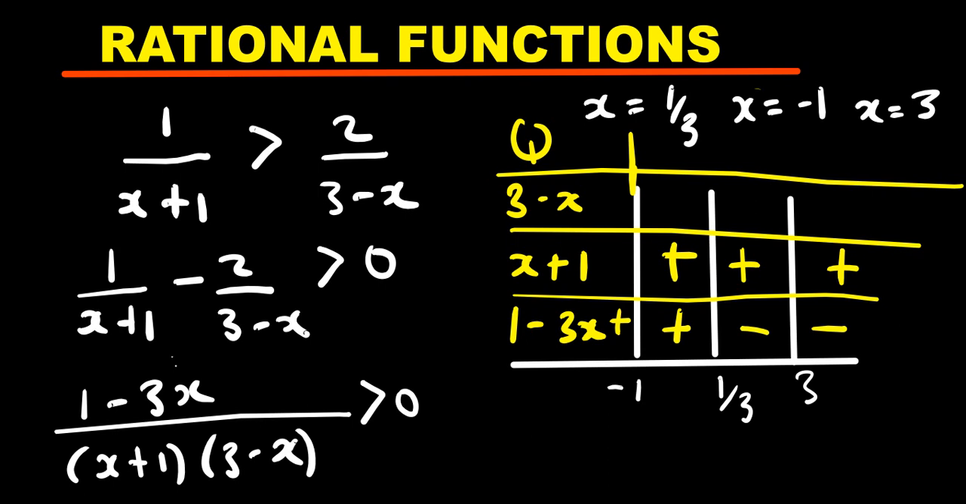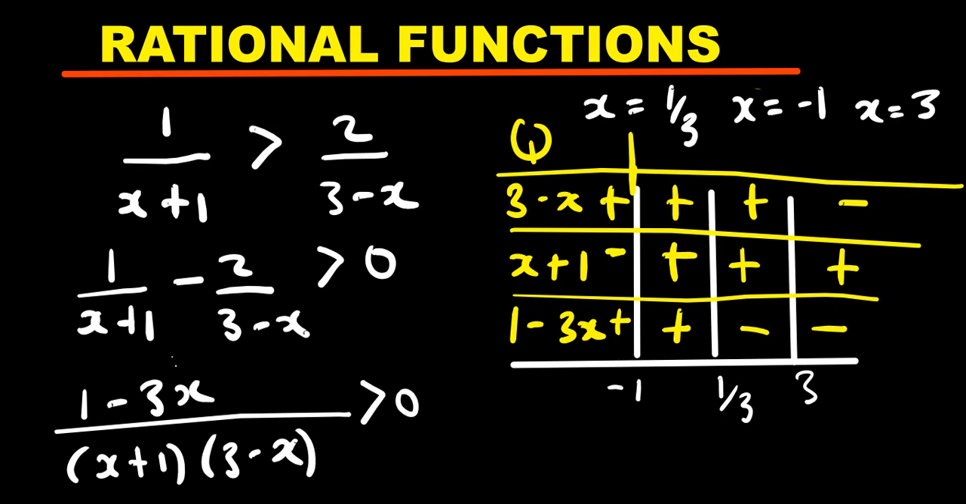Then this one, x plus 1, we said it was -1. If you get any number that is less than -1 and you put it there, let's say a -2, it will give us a negative number. So this is also a negative here. Now let's look at the last one, 3 minus x. If you get any number that is greater than 3 and we put it in that equation, we're going to have a negative number. But if you put any number that is less than 3, let's say 1, we're going to have a positive number, a positive, a positive.